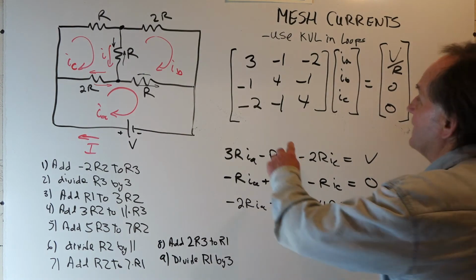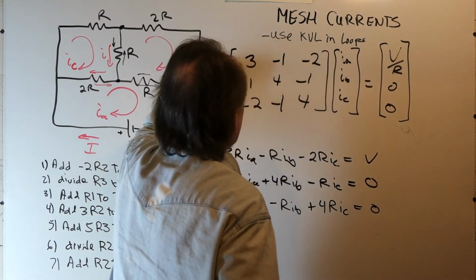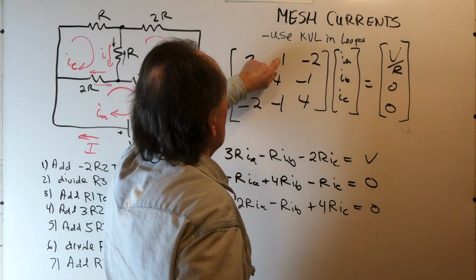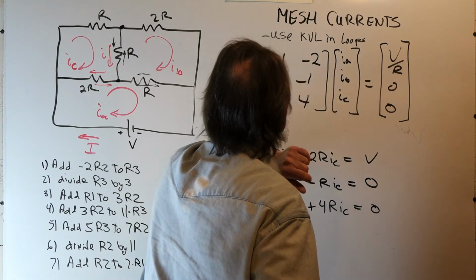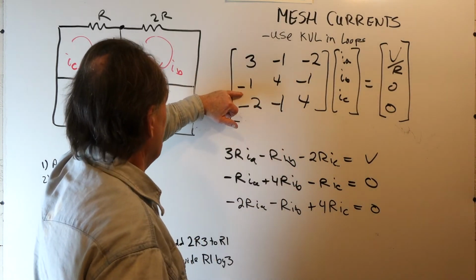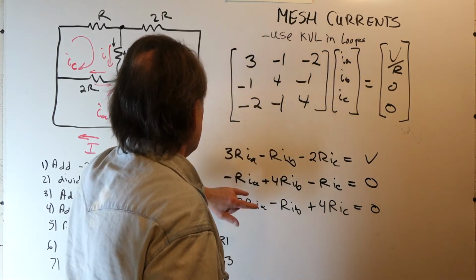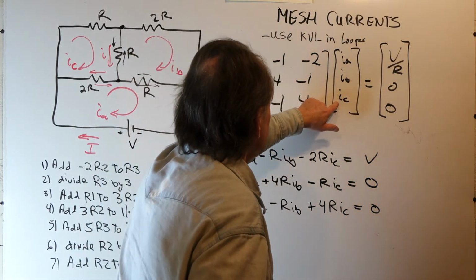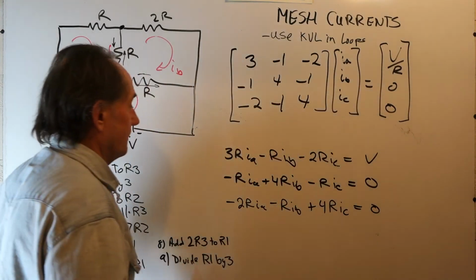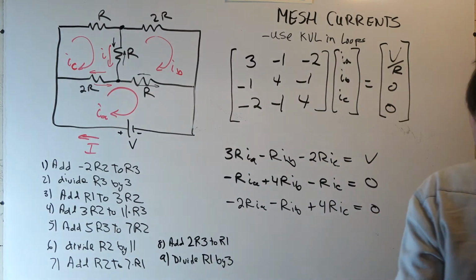So the way we read this is we have 3IA minus 1IB minus 2IC is equal to V over R. For the second row we have minus IA plus 4IB minus IC is equal to 0. So this is the matrix representation.